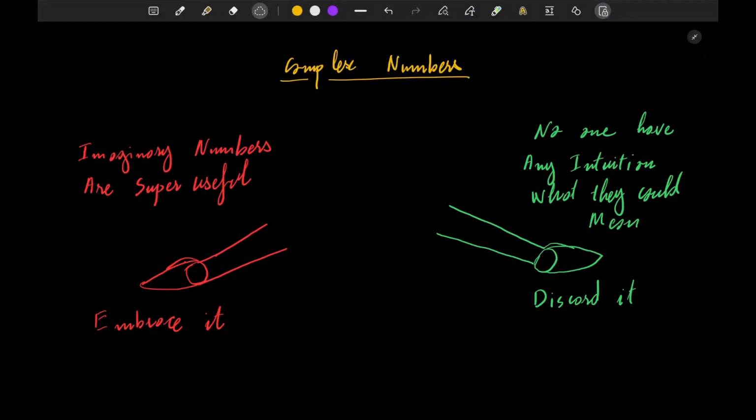Mathematicians had to decide what to do with these weird numbers. On one hand, they are super useful. On the other, no one has any intuition about what they could mean. So, embrace them or discard them. Mathematicians decided that imaginary numbers are too useful to discard. So now they needed to find a proper way to define them.